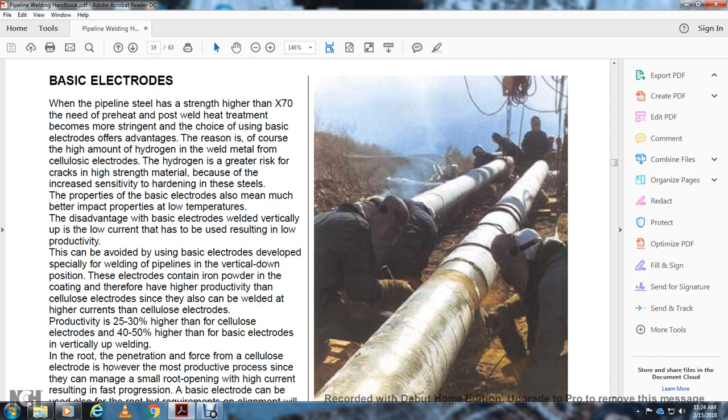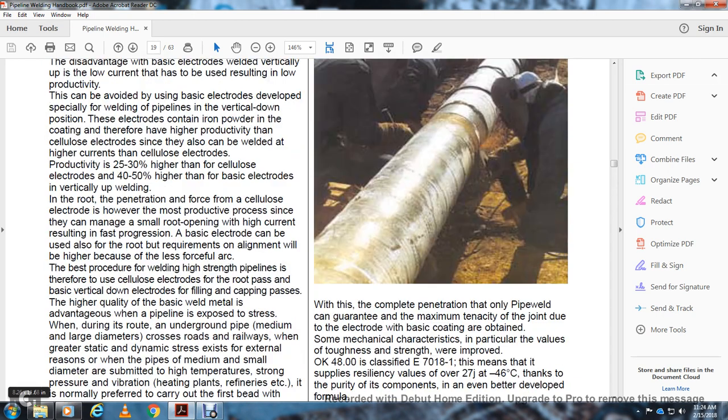Since they also allow higher welding currents than the cellulose electrode, productivity is 25 to 30% higher than with cellulosic electrodes, and 45% higher for the basic electrode in vertical up welding. Root penetration is the strength of the cellulose electrode, however, the most productive process can manage a small root opening with a high current, resulting in a fast progression.